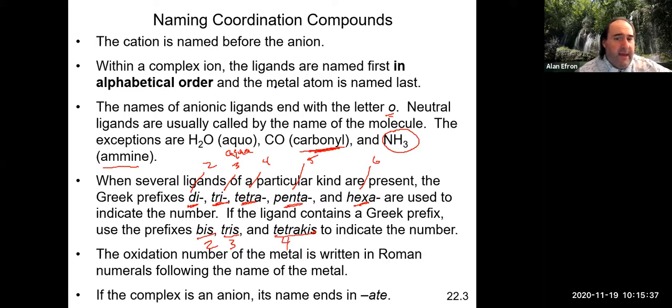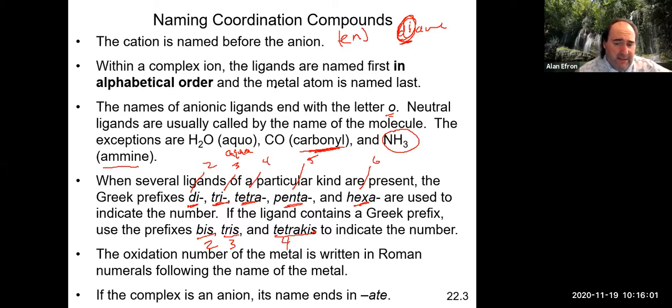So an example of that would be something like that en. That is basically ethylenediamine as part of the name. So that diamine part, ethylenediamine, since the actual ligand itself has a prefix in it, we wouldn't use di, tri, tetra if we had more than one. We would use bis, tris, or tetrakis.